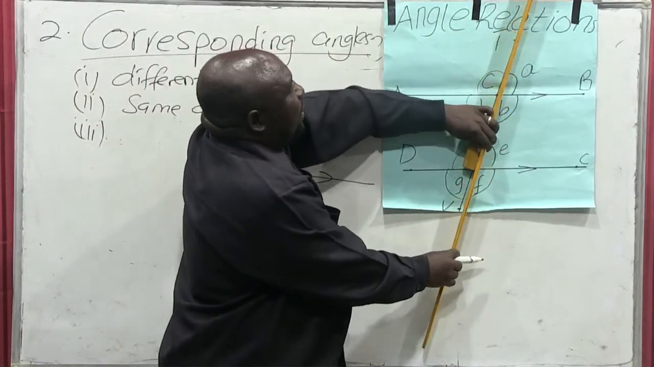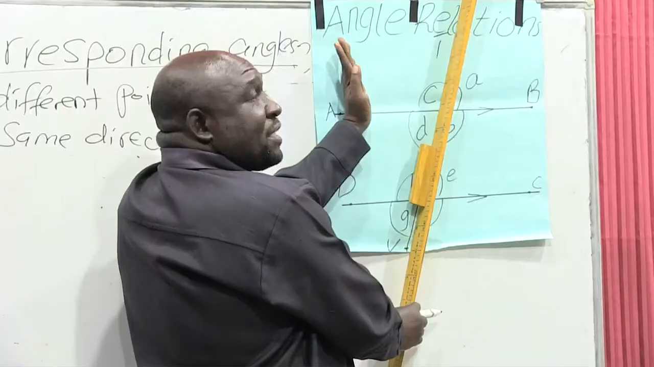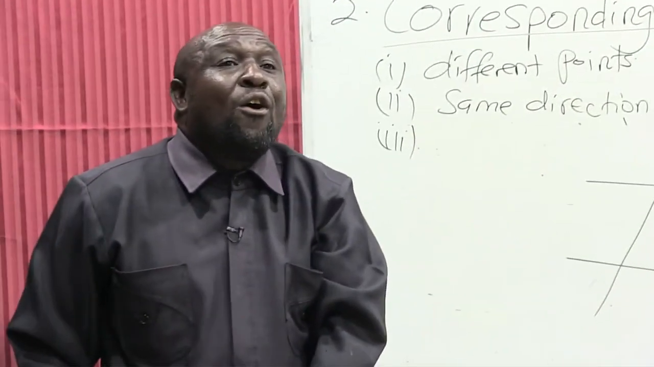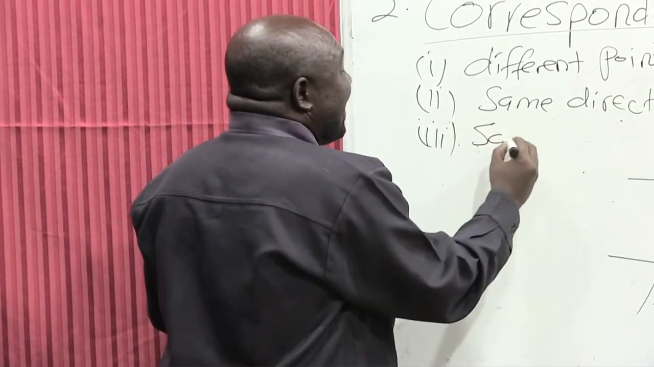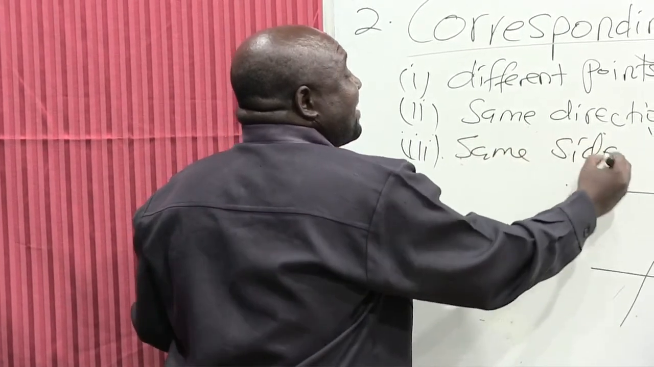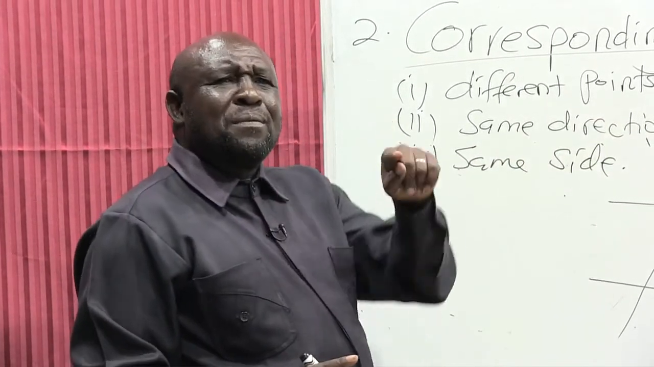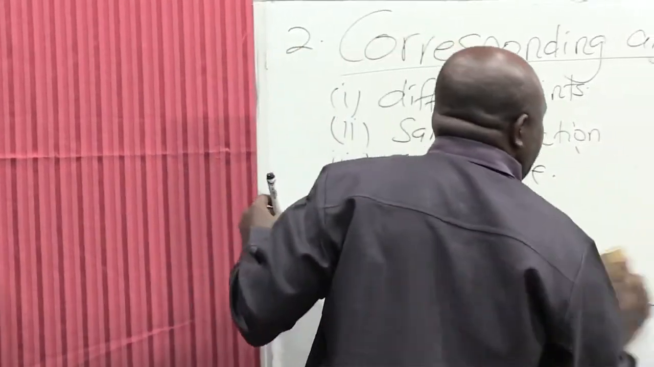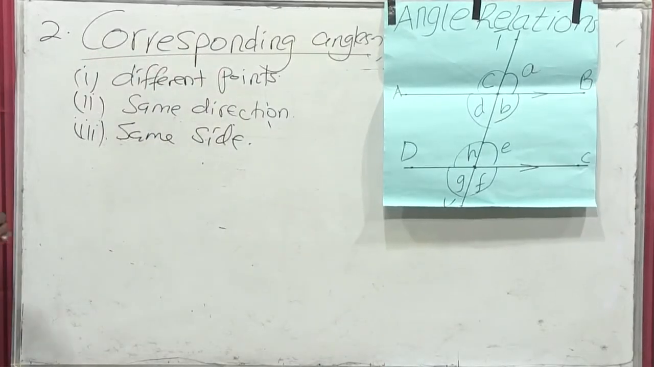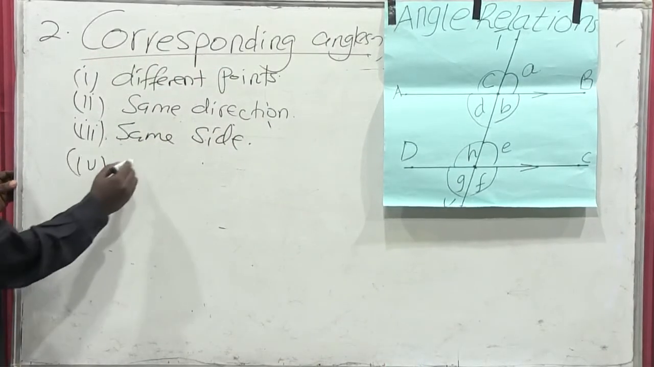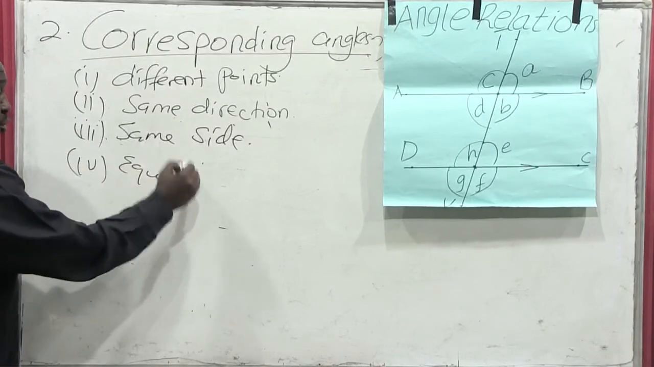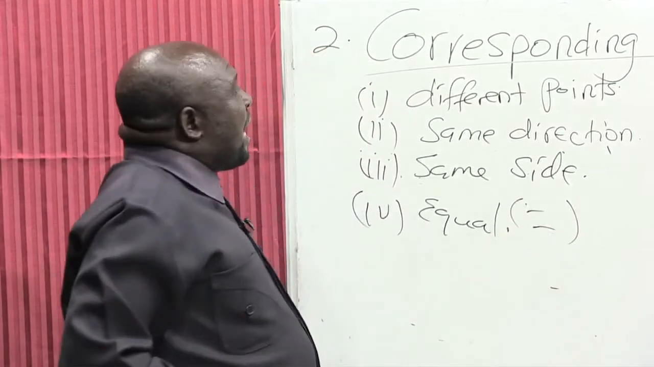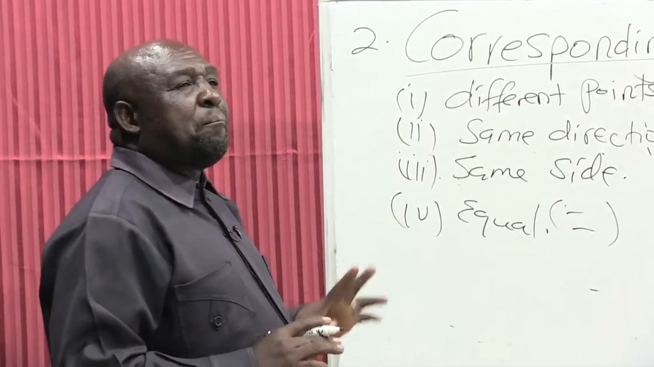Now, this transversal line, if we put a line like this ruler there, this is one side of this line and this is another side. So a corresponding angle must be on the same side. We say same side. Okay. Now with those three features, the fourth one is they are equal. They are equal.